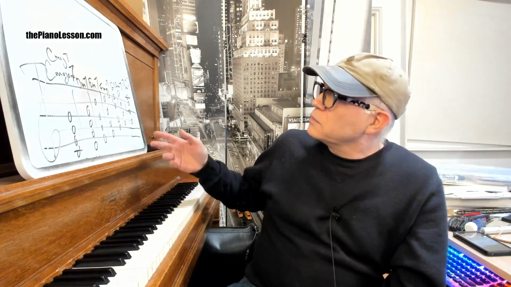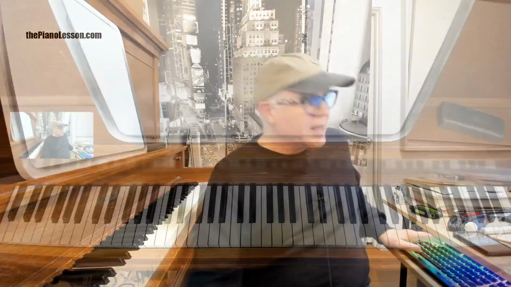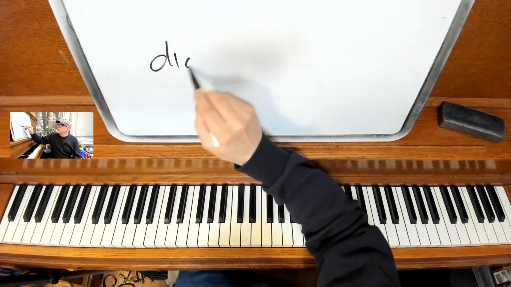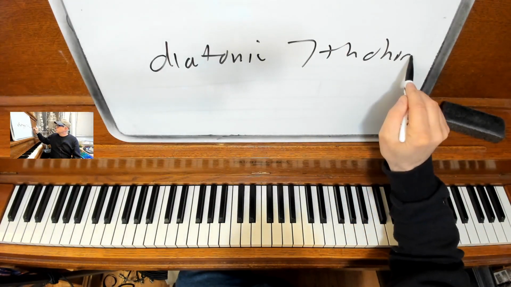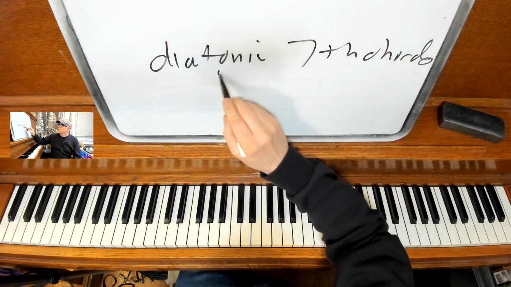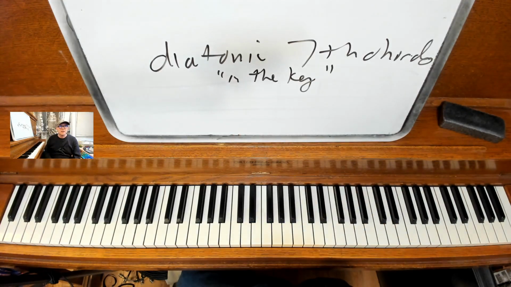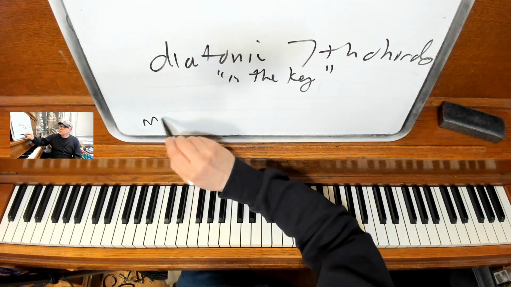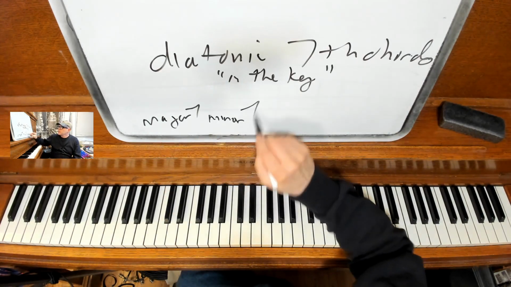So let's talk about the 4 different 7th chord types. Those chords are referred to as diatonic, D-I-A-T-O-N-I-C, diatonic 7th chords. All right, those are the chords that are in the key, right? Whatever key we're in at the time. In C, it's all white keys. But there's 4 basic 7th chord types. There's major 7. There's minor 7.